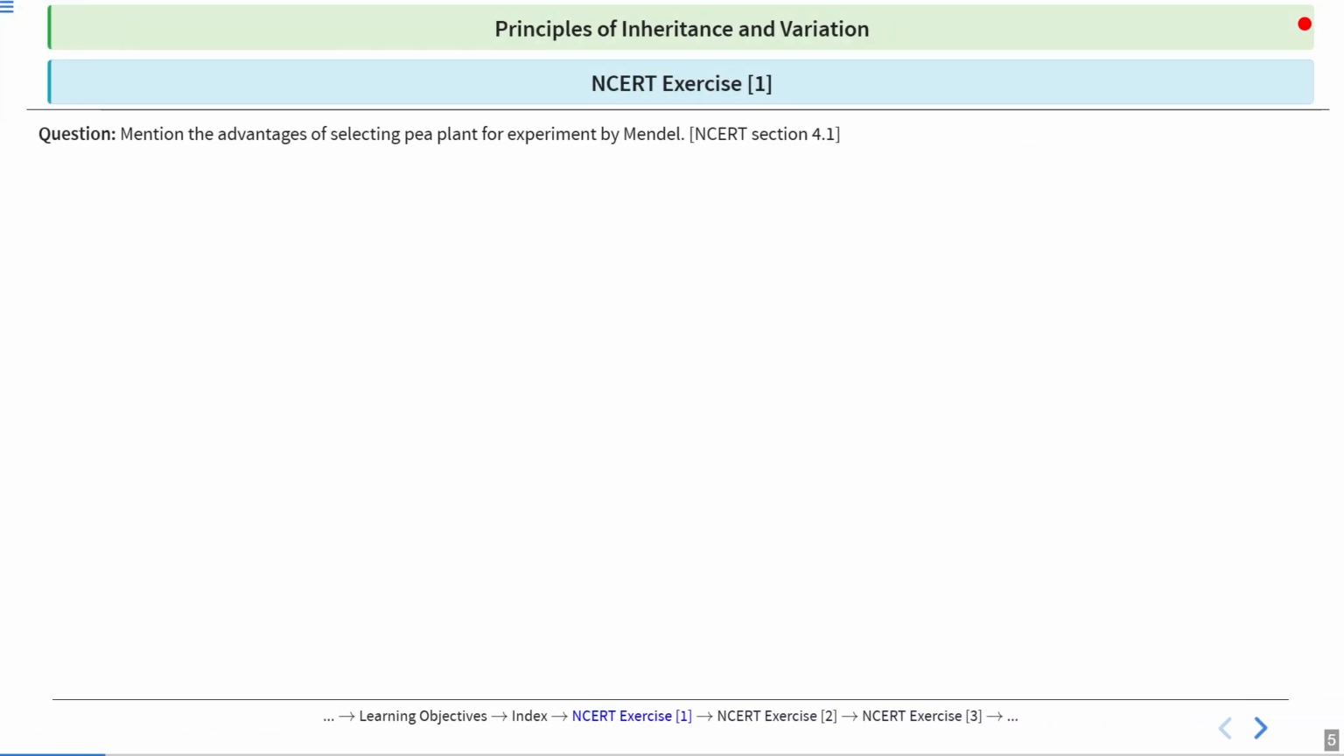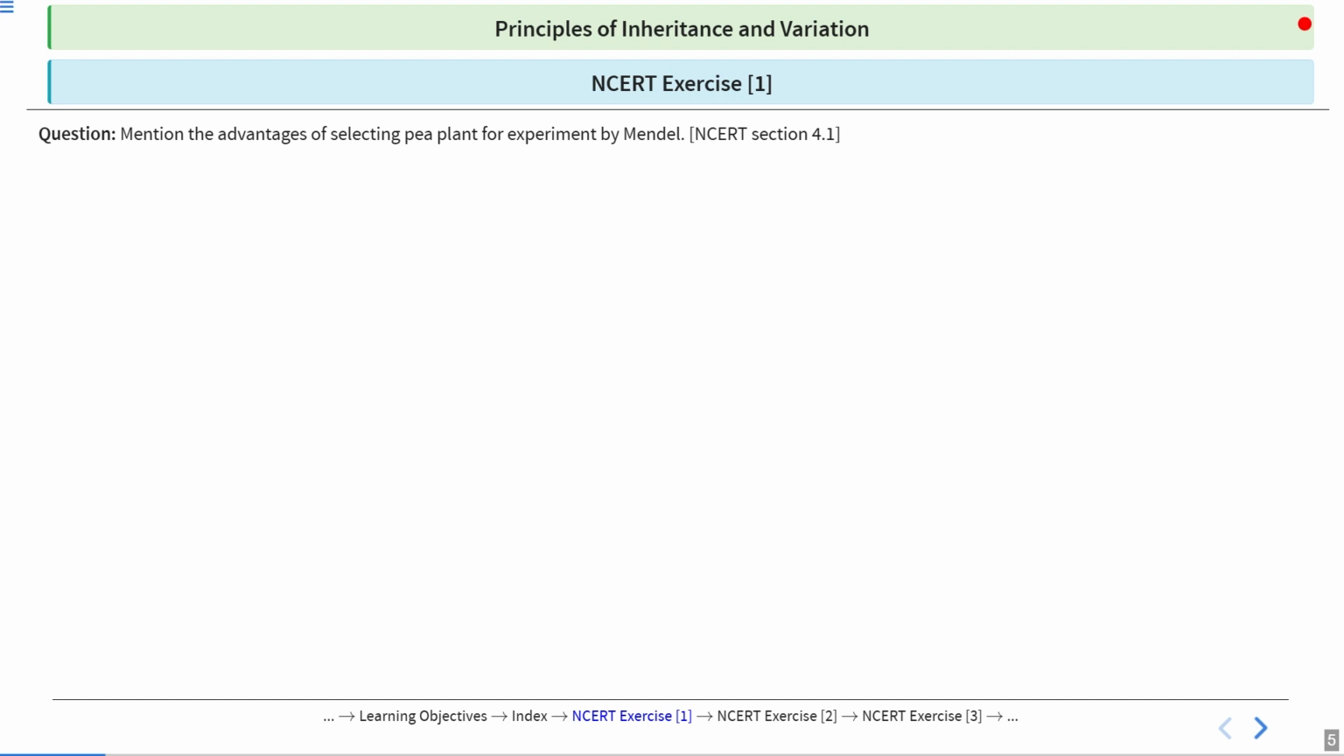So let's read the first question. What is the first question? You have to mention the advantages of selecting pea plant for experiment by Mendel. Mendel is the father of genetics. He gave the law of inheritance and Mendel worked on the pea plant. Now why did Mendel select pea plants? What were the advantages of selecting the garden pea? You have to answer this. For more information, you can read NCERT section 4.1.